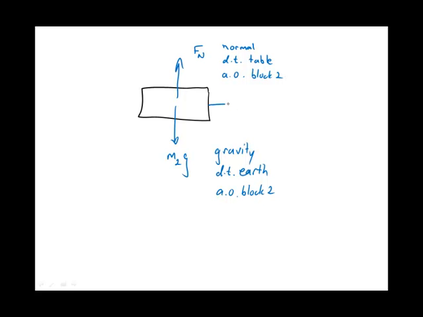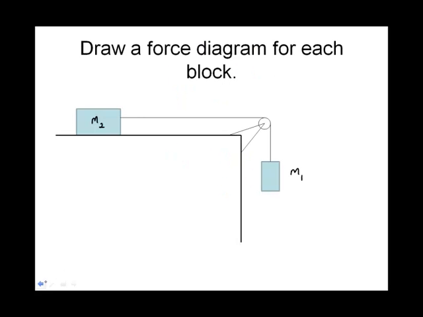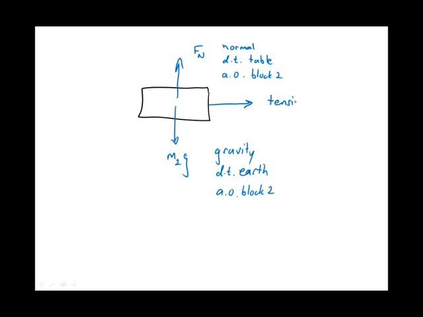Then recall the string was moving to the right. Okay, so you see the string right there. So that's a tension. That's also due to the string. And that's acting on block 2.